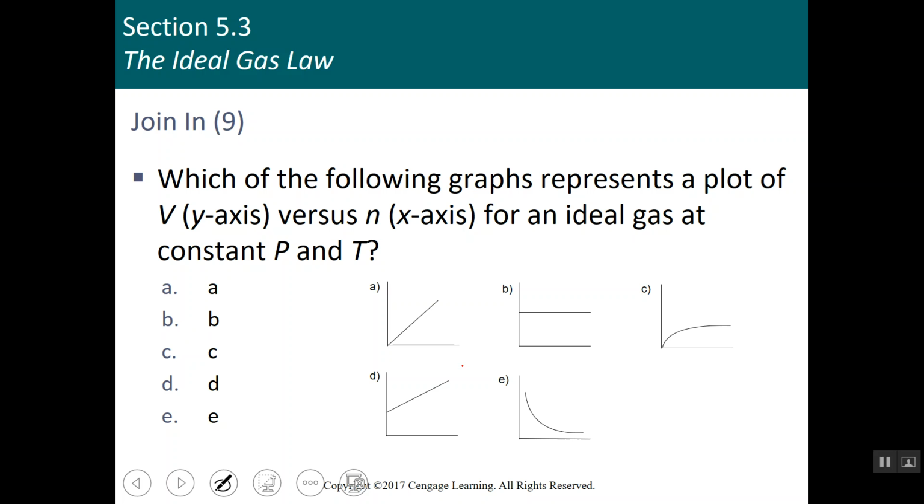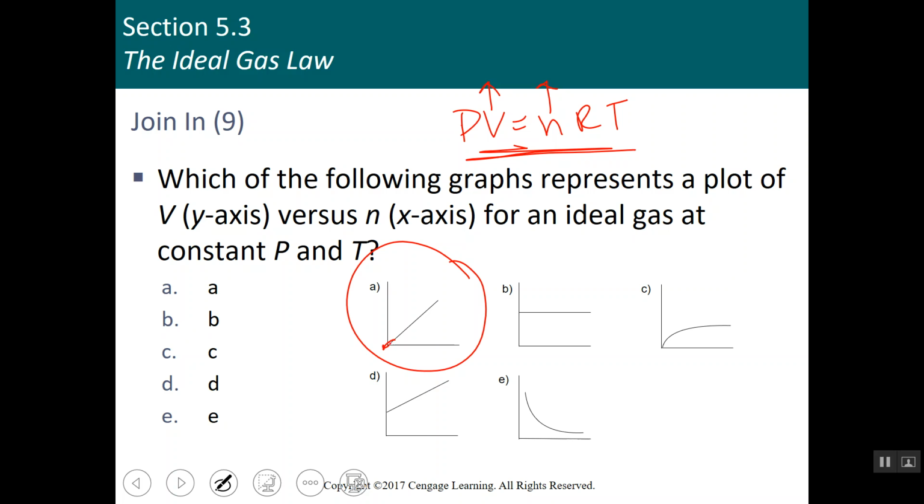Number 9 is volume versus moles. So PV equals nRT. If volume goes up, what happens to our number of moles? Well, it has to go up in order to keep the sides of these equations equal. So again here, it can go through the axis, because if you have 0 moles, you should have 0 volume.